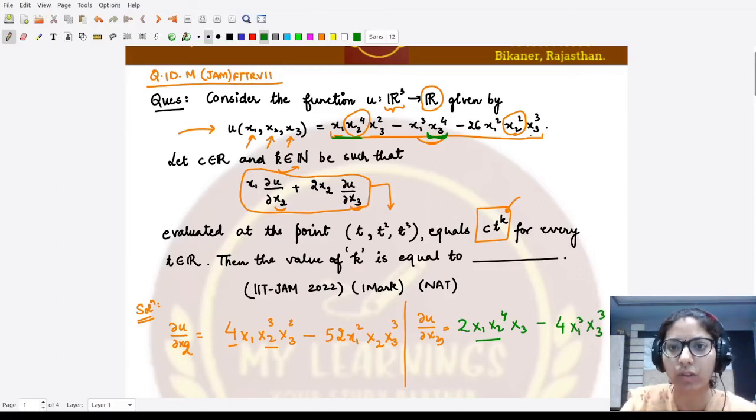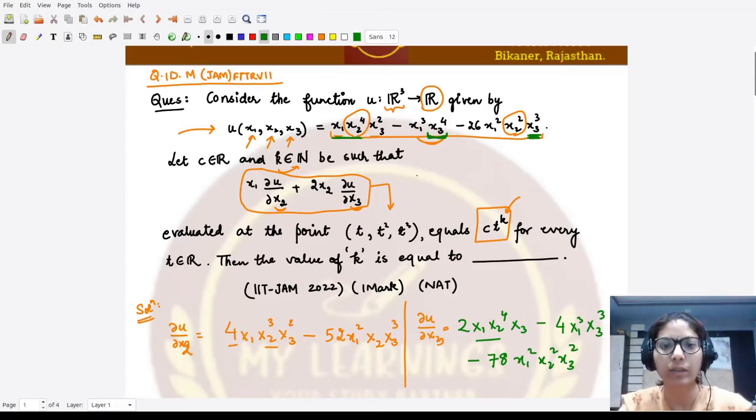And moving on to the last term, we have to perform the derivative of this x3. So it would be minus 26 times 3. So how much would that be? It would be 78 x1 square x2 square and x3 raised to power 2 now, because we have performed the derivative.